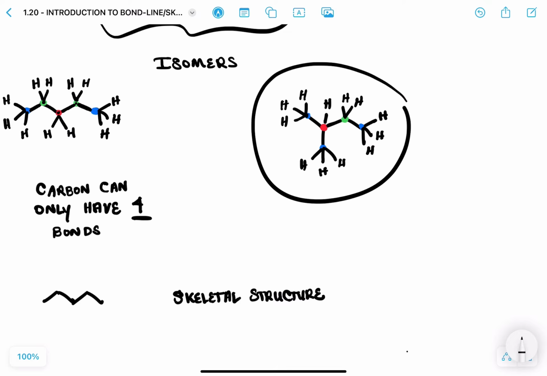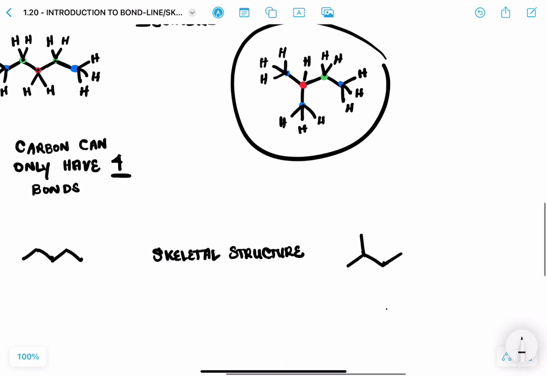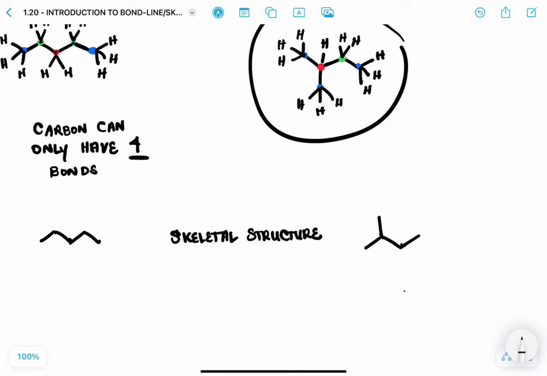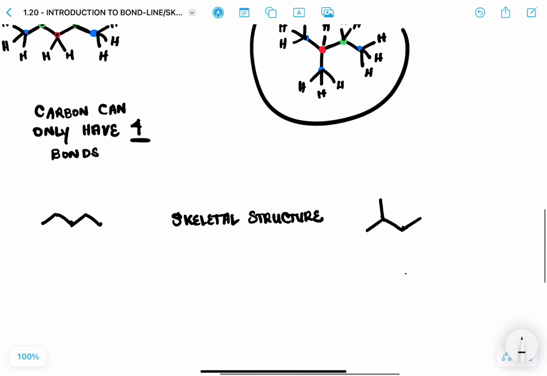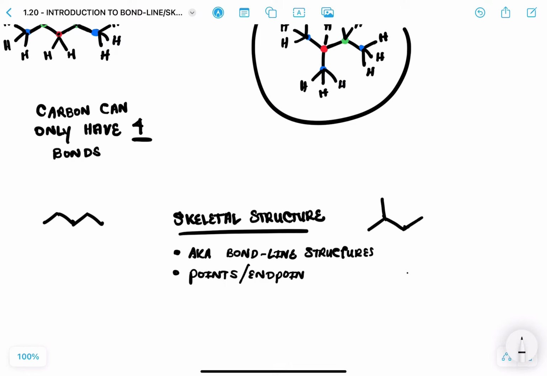Now this is a mess. We don't draw this out. So instead what we do is we draw the skeletal structure. So these are skeletal structures. And so skeletal structures, also called, so we'll say AKA bond line structures, they're also called angle structures. And so the points or endpoints represent carbons.